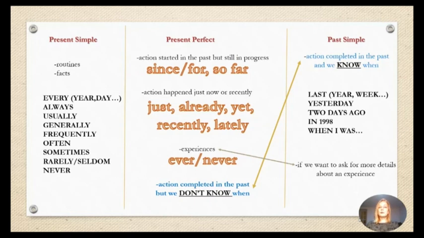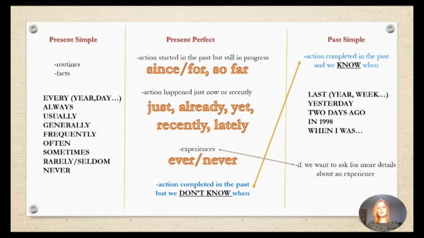Okay, present perfect. We said that present perfect somehow connects present and past tenses. We use present perfect for actions started in the past but still in progress, and the words which usually go with present perfect in this use are since, for, and so far. We use it for actions that happened just now or recently. We use present perfect to describe experiences as well, with the words ever and never usually.